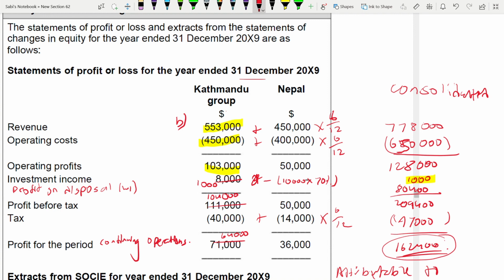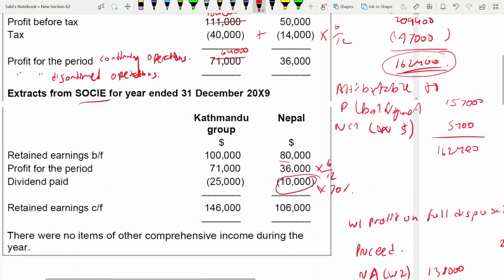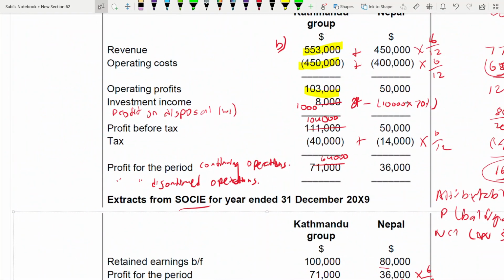Okay, next. What's next? Profit from discontinued operation. You have to add one more line, profit from discontinued operation. This is what I wanted to show when it is according to IFRS 5. That's it. How much? Nepal's profit was here 36,000. You have to take 6 months, which is 18,000. And then profit on disposal. Already you have done it in working one. You have to add it. Add the two.